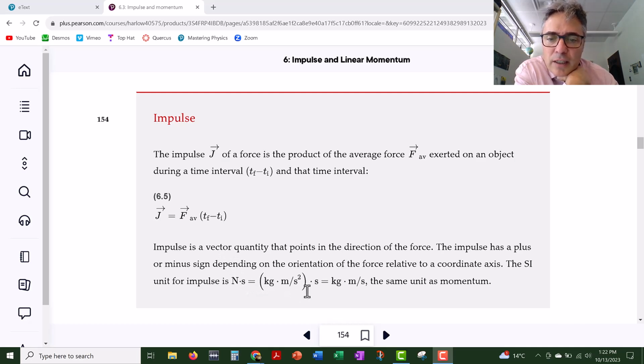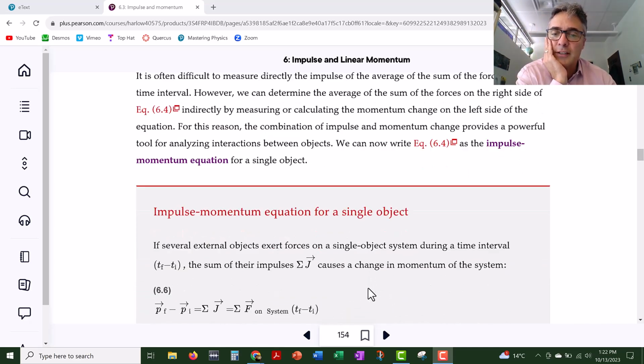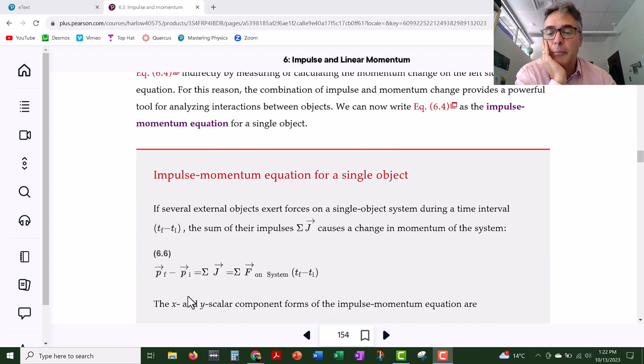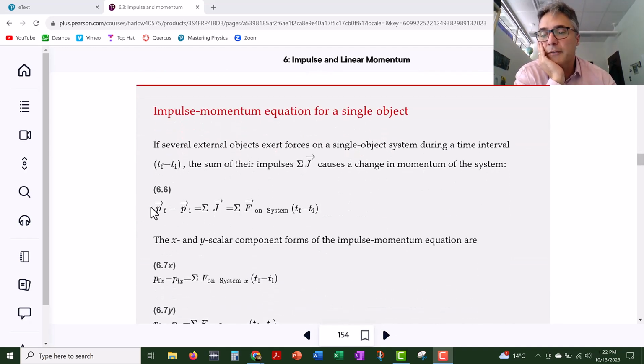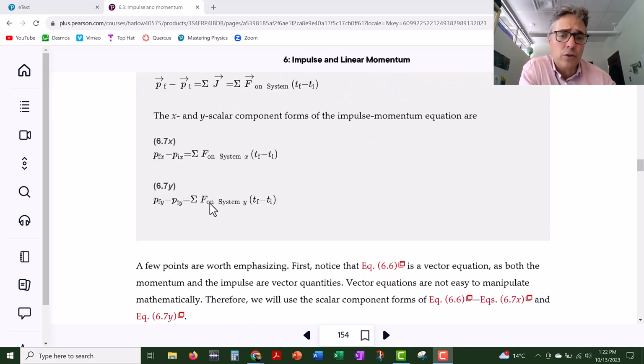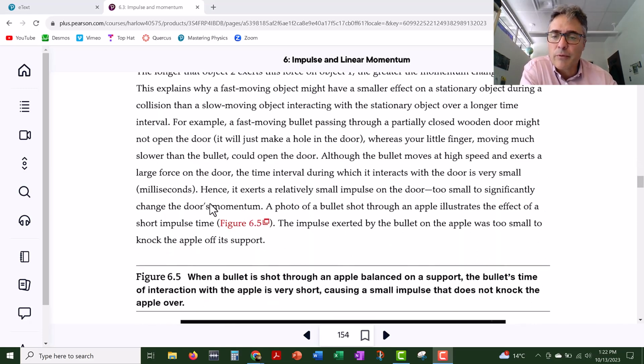Actually, a newton is kilograms meters per second squared. You multiply by seconds, and you get kilograms meters per second, which is the same as the unit for momentum. So that's the impulse momentum theorem: when you have an impulse on a system, it equals the change in the momentum. P final minus P initial equals the impulse. That gets used a lot in this course. Impulse momentum equations, very important.